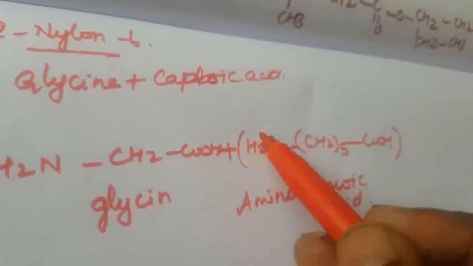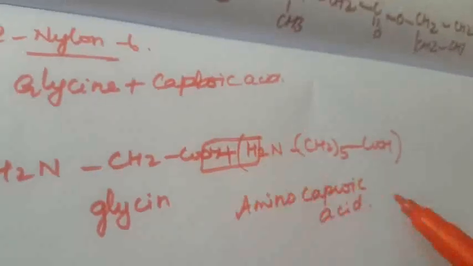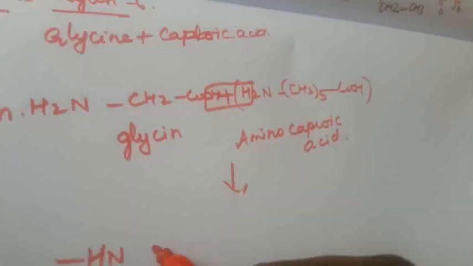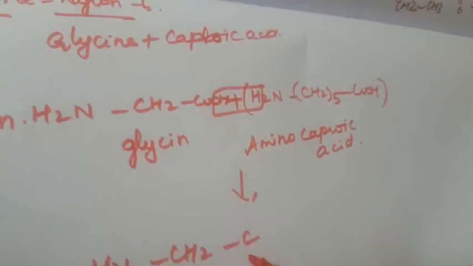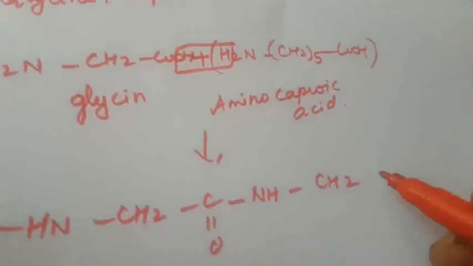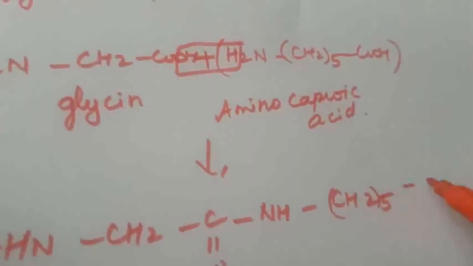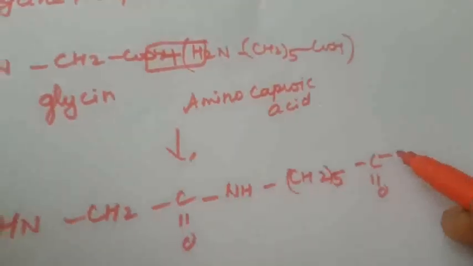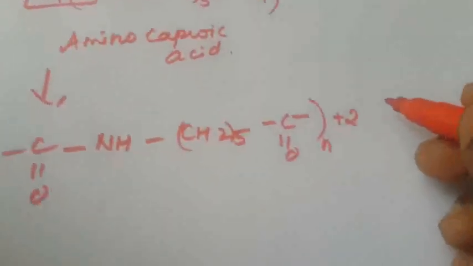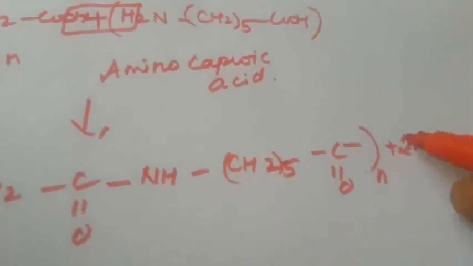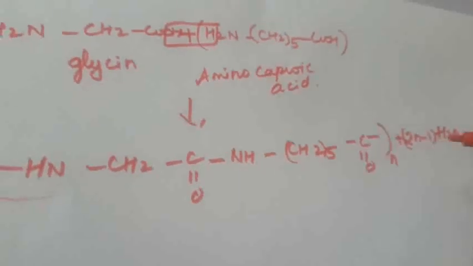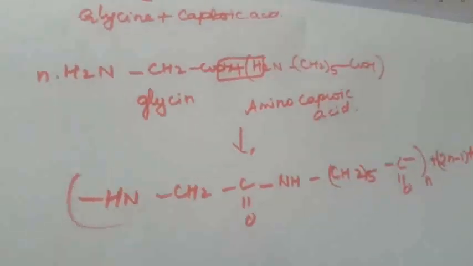Here H2O. Here one H is there. So here that is NH, NH, then CH2, then C double bond O. Here NH, then CH2, CH2, then C double bond O. Okay, this is repeated N times. Then again 2N minus 1 plus N minus 1 into H2. N number of water molecules will be removed. So this is the preparation of nylon 2.